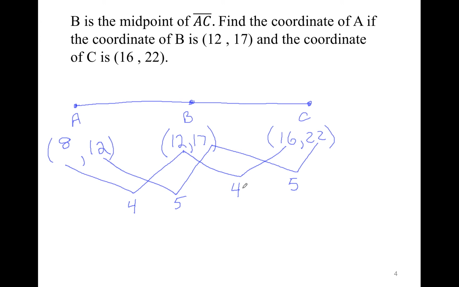And if you went back and did the midpoint formula now, 8 plus 16 is 24. 24 divided by 2 is 12. 12 plus 22 is 34. 34 divided by 2 is 17. Okay, let's try that one more time.